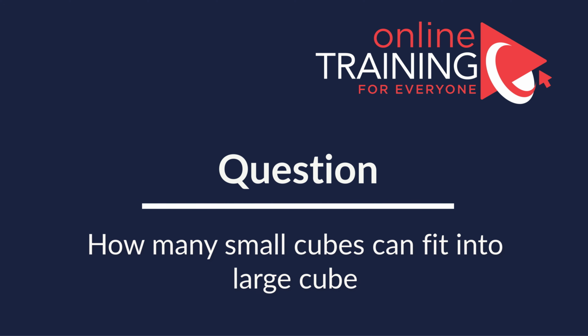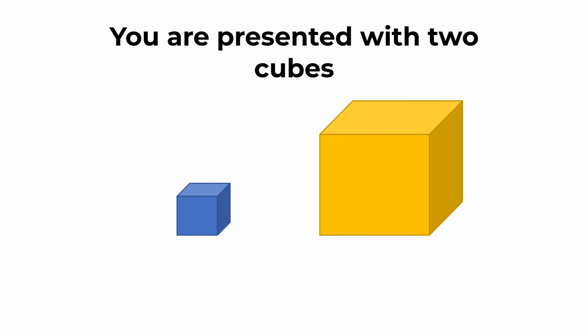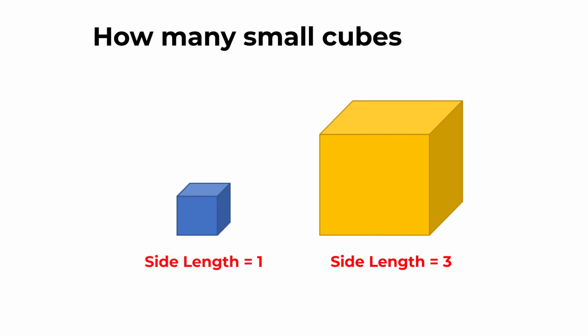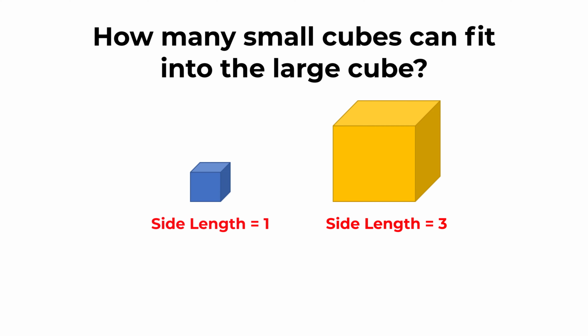Here's a cool question which you frequently see on the test. You're presented with 2 cubes. One cube has side length equal 1 unit, and second cube is a larger cube and it has side length equals 3 units. So the question is, how many small cubes can fit into the large cube? And you have 4 different choices. Choice A, 9, choice B, 18, choice C, 27, and choice D, 81.